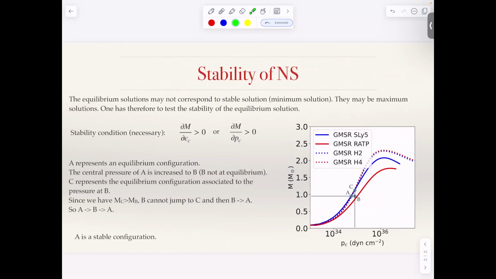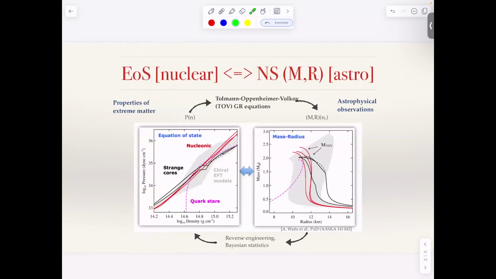Yes. This one? Excuse me. Can you? Okay. So these quark stars, this one. Yep.